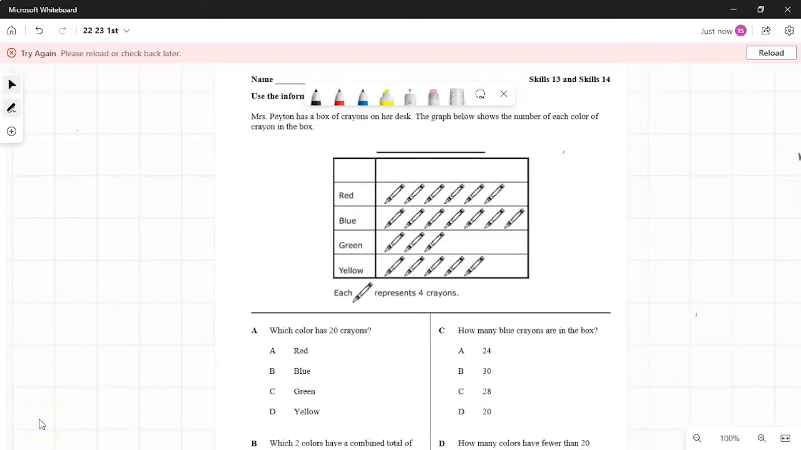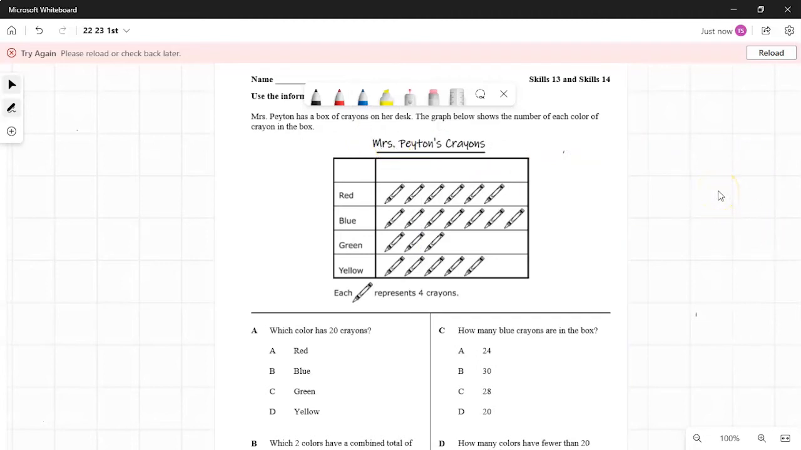Okay, we're going to go and look at skills 13. And on skills 13, we're going to read what it says. It says, Mrs. Payton has a box of crayons on her desk. The graph below shows the number of each color of crayons in the box. So I see a blank spot right there. We need a title for that. I went ahead and made a title for it. We're going to call this Miss Payton's Crayons.